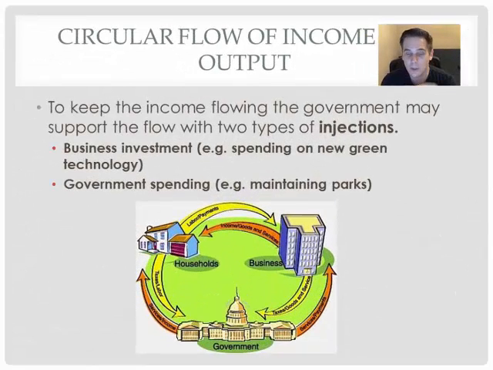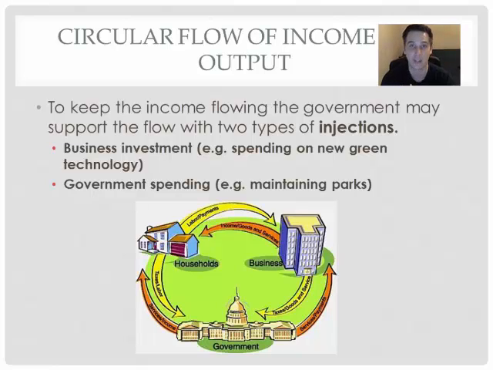All right, so circular flow of income and output. We've talked about this a number of times. This is the third video. I've used the graphic down here. To keep this income flowing, the government may support the flow with 2 types of injections.